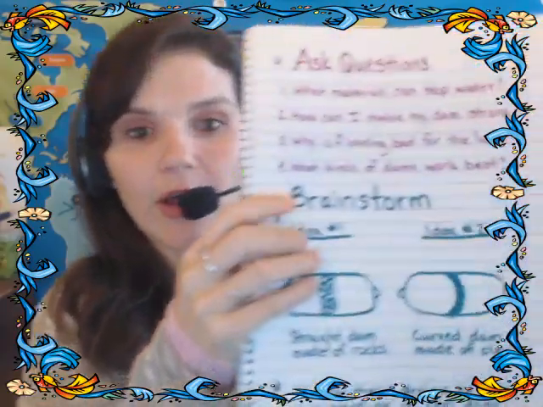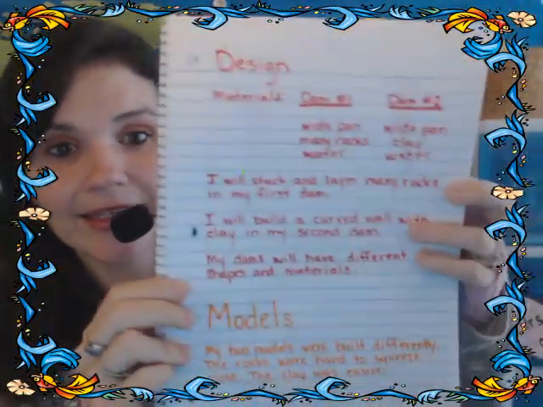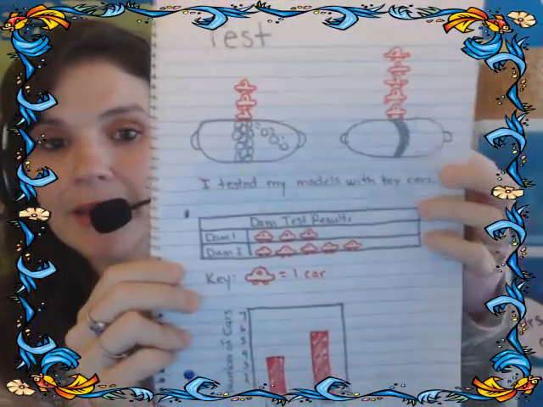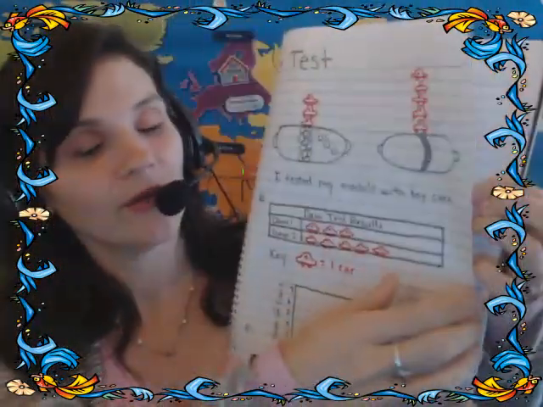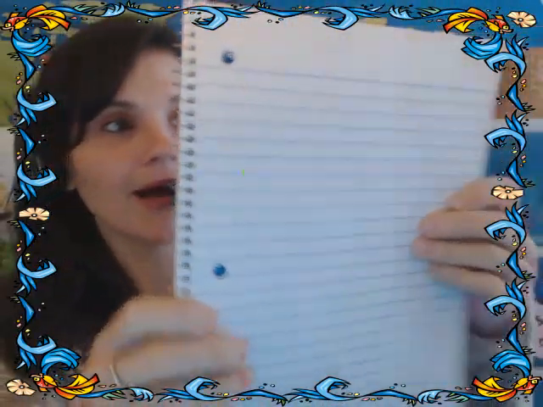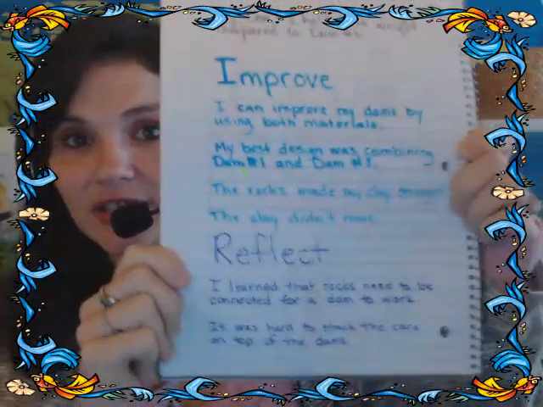All right, so you're going to turn all of this in to your teacher on the next page. I'm just going to go through my notebook super quick because I know this video is very long because this portfolio is very long. Here's my Ask Questions section, my Brainstorm section, my Design section, my Models section. Remember, I had some pictures of those models as well. My Test section with my graphs. Remember, you need a pictograph or a bar graph. My Improve section, and my reflect section.